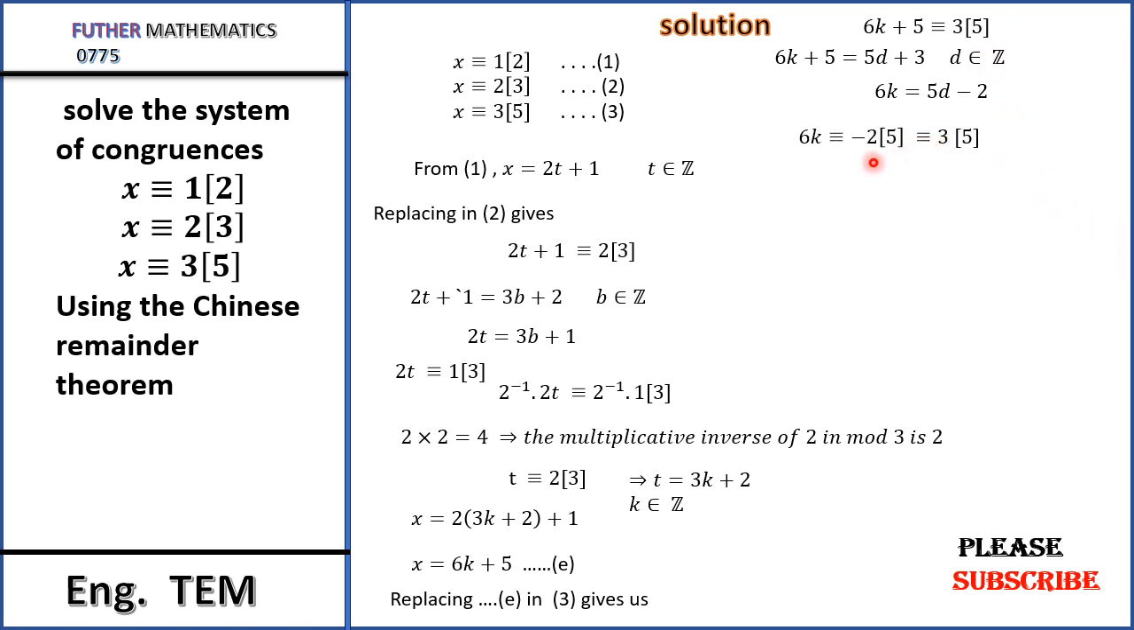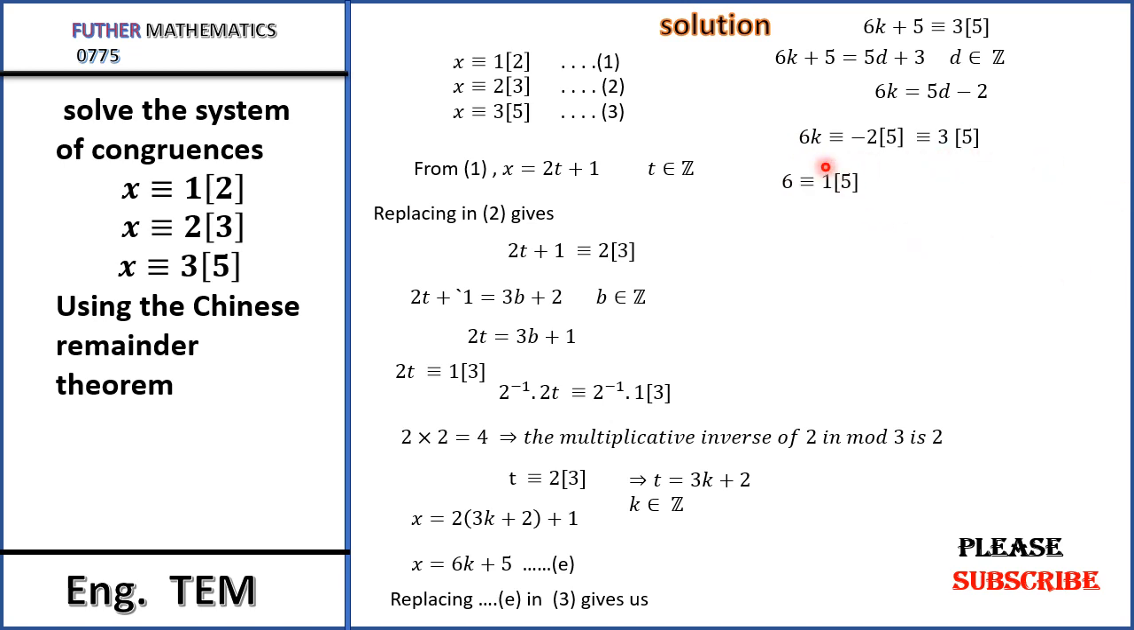Now, after doing that, we know that when we have a negative number in a particular moduli, then we can add the modulus to it, to give us the corresponding congruence. So negative 2, I'll just add 5 to it, that gives me 3. So that one is what? 6k is congruent to 3 in mod 5.